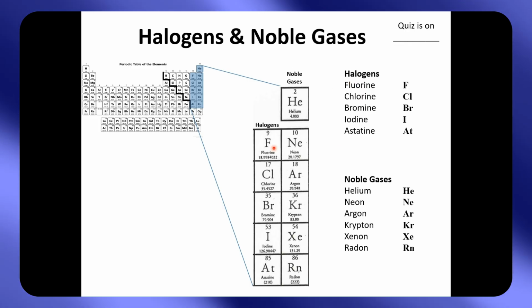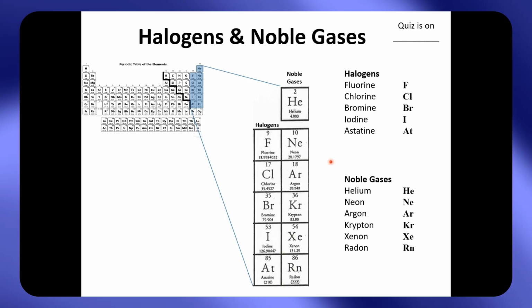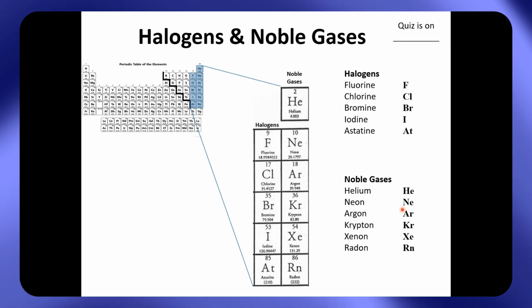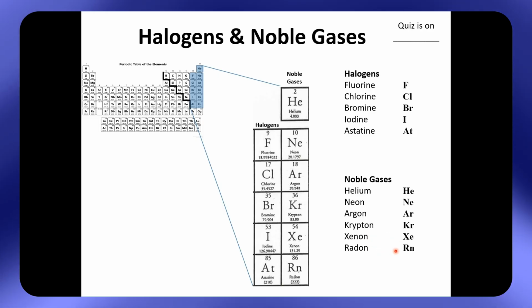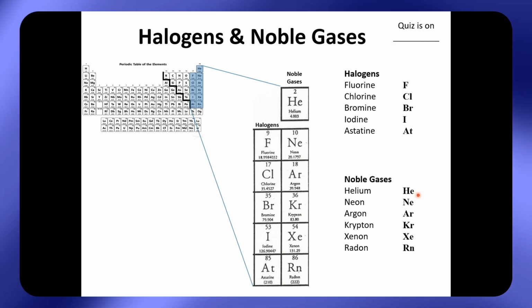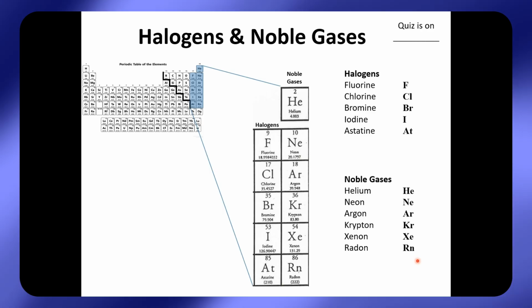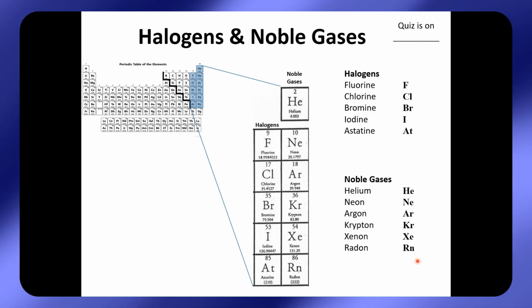The last column, also known as group 18, is called the noble gases, and these include helium, He, neon, Ne, argon, Ar, krypton, Kr, xenon, Xe, and radon, Rn. All of these are very stable gases. They used to be called the inert gases, meaning that they didn't react with anything. To be inert means it's non-reactive.